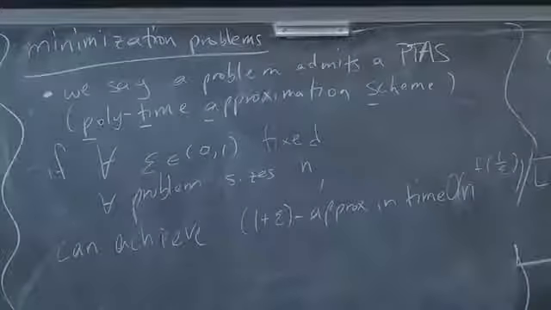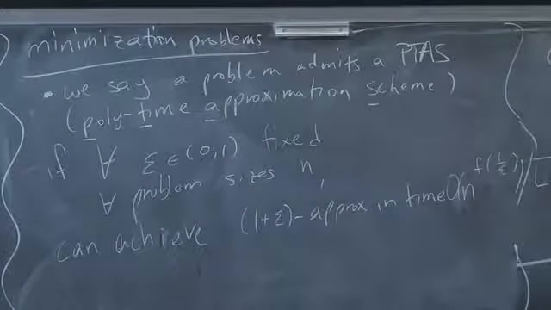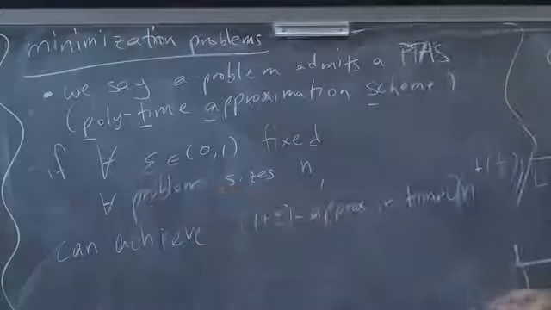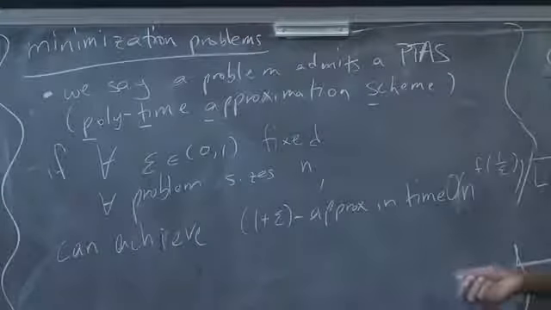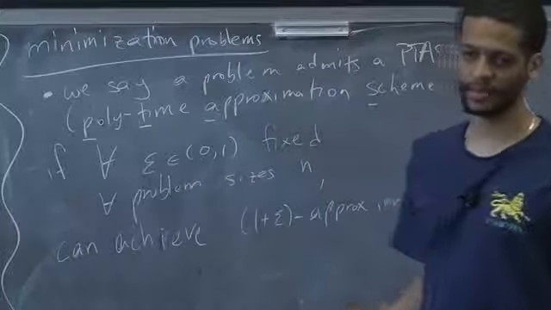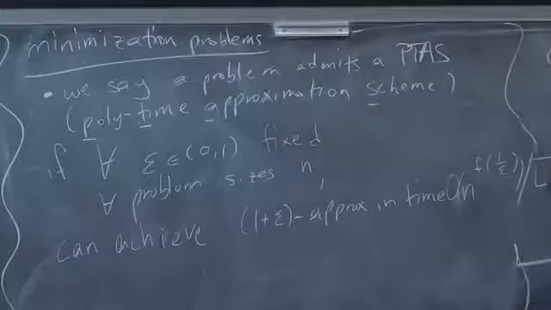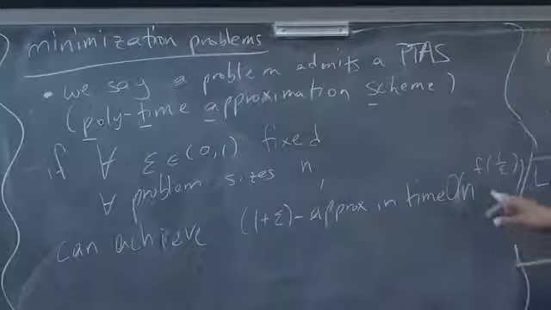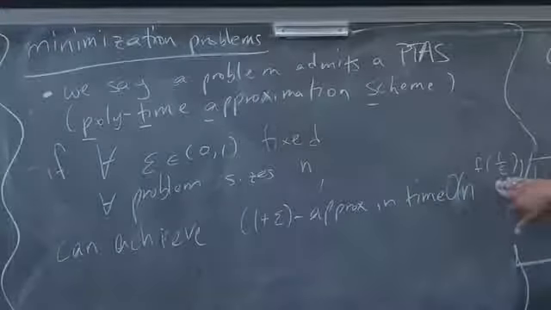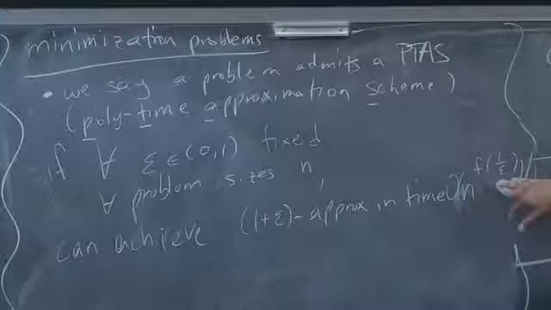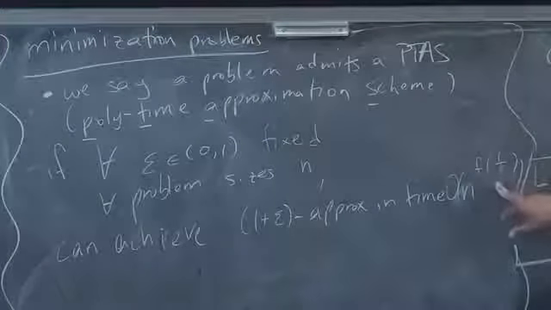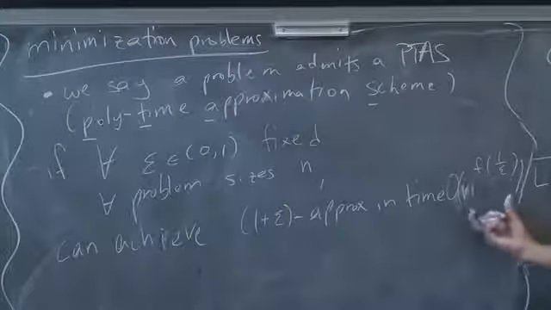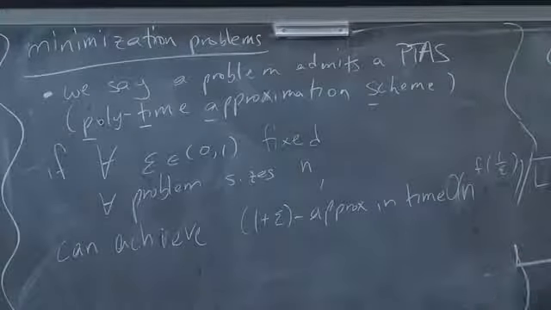Okay, so think of epsilon as a fixed constant, 0.1 or something. What I'm saying is, for any fixed constant epsilon you give me, there is an algorithm that gets a 1 plus epsilon approximation in this time. F of 1 over epsilon could be terrible. It doesn't have to be polynomial in 1 over epsilon. It could be 2 to the 2 to the 2 to the 1 over epsilon or something. But if epsilon is a fixed constant, then this is a polynomial. Okay?